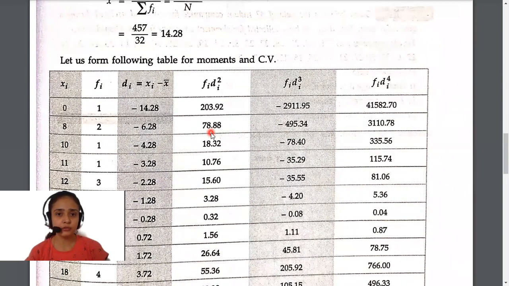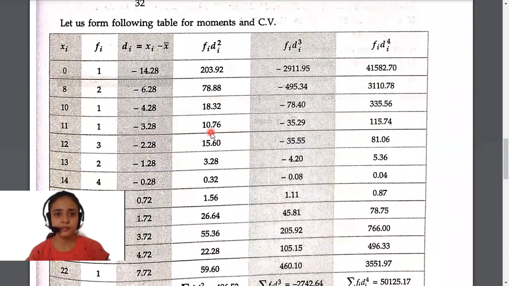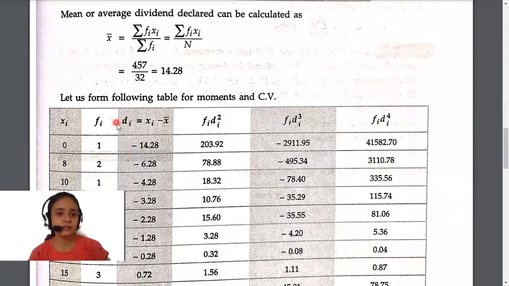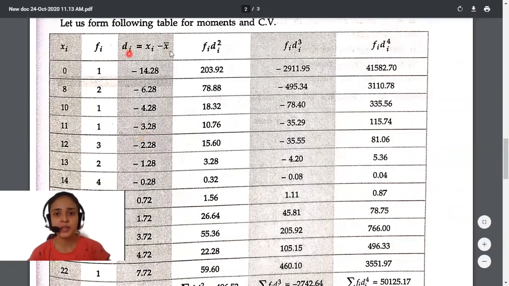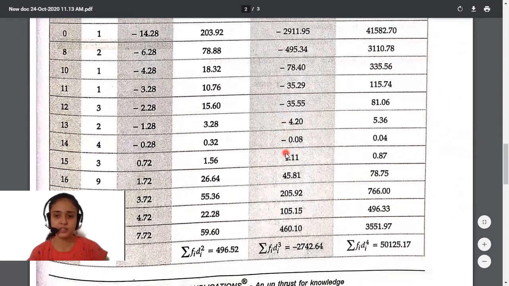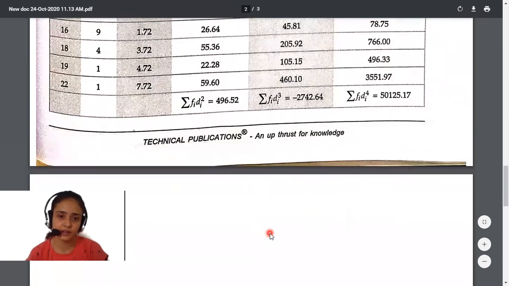Now let us follow the table for moments and the CV. What I have done over here is that di means xi minus the average value, that is, how far a particular data point is from the mean value. You can calculate it: 0 minus 14.28, then 8 minus 14.28. Like that all the values of di are there. Then you can easily find fi into di square, fi into di cube, and fi into di raised to 4. You just have to multiply all these values with the help of a calculator, and at last you can find the summation of all these values.